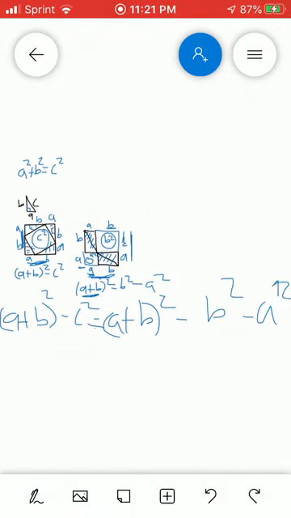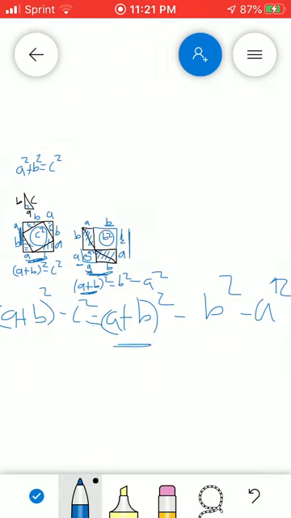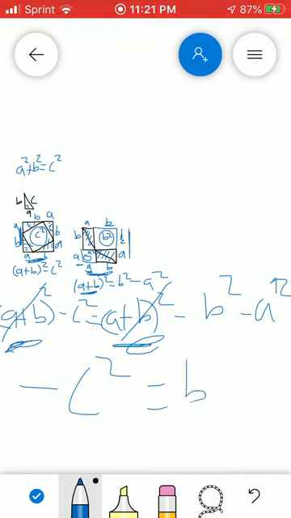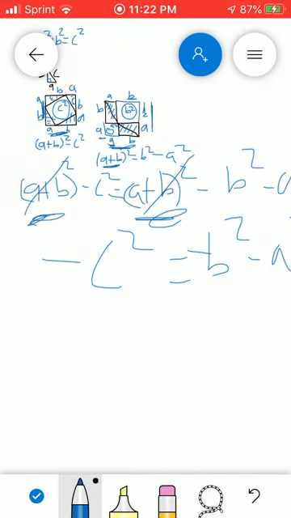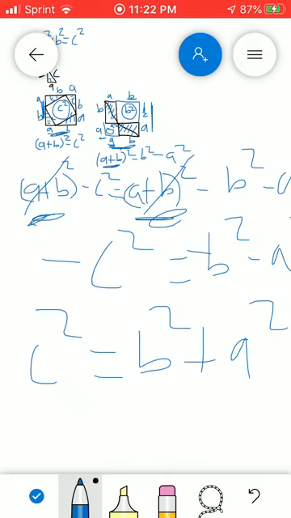And so we have this big long equation, but you right away notice that we have a common term. We have A plus B squared and A plus B squared over here. And when you have one thing on both sides of an equation, you can subtract both sides by that thing. So we lose that and we lose that, and we end up with negative C squared is equal to negative B squared minus A squared. Multiplying by negative 1, we have C squared is equal to B squared plus A squared. And we recover the Pythagorean theorem, A squared plus B squared is equal to C squared.